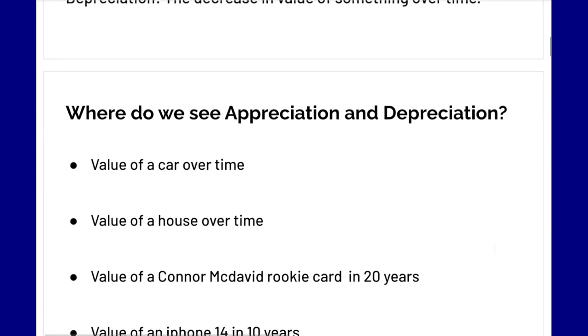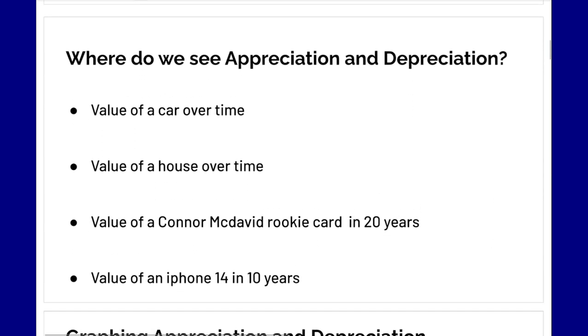Right, so where do we see appreciation and depreciation? Again, just to review, value of a car over time, right? That's depreciation, that's going down. The value of a house over time, in most cases, appreciates, it increases in value, especially when the housing market goes up. Connor McDavid rookie card in 20 years. You could argue one or the other, but in most cases, when items that are rare get older, they tend to increase in value.